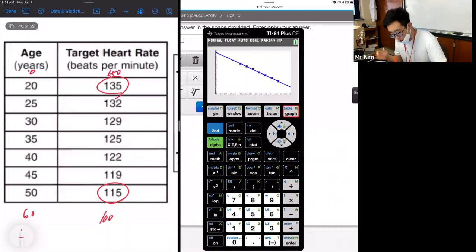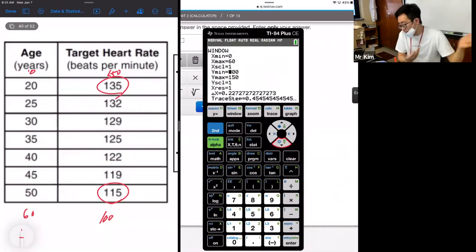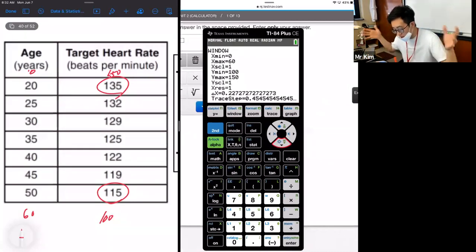For this one, we have from 20 to 50. So I got my X min and X max to be from 0 to 60 right here. In real world statistics, you really don't want to see all the other quadrants other than the first quadrant, because age, time, whatever, we're not going to get negative data for our statistics in the real world, not often. So 0 to 60 is appropriate. And for this one, I made it from 100 to 150. That appropriately has all the data between these values from 115 to 135 for the target heart rate.